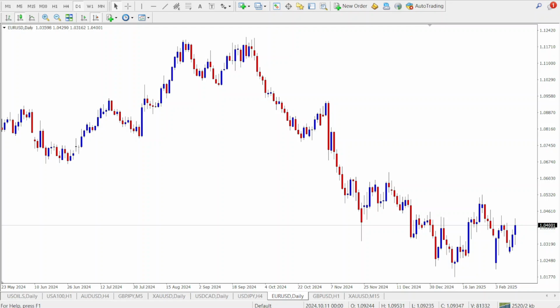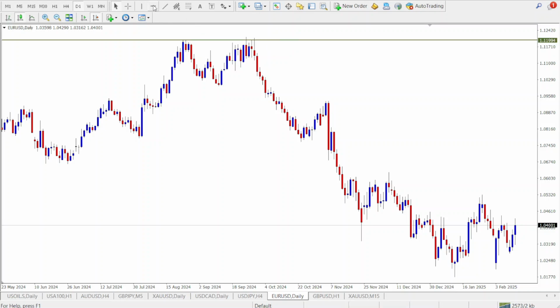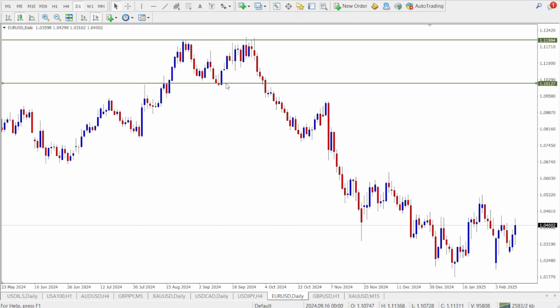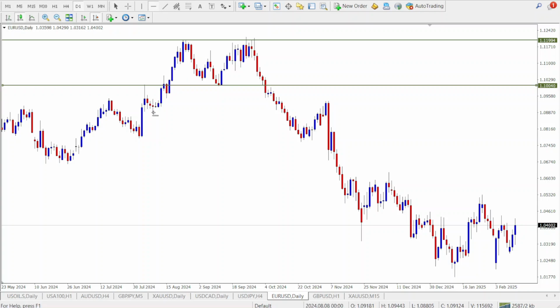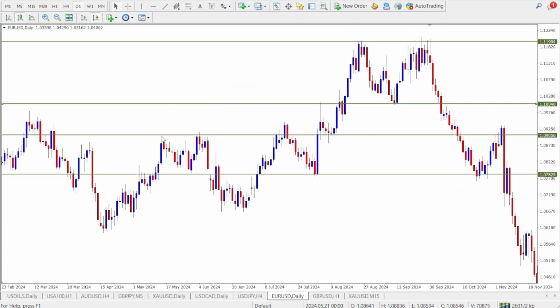Now, the foundation of any simple technical analysis trading strategy is understanding support and resistance, because these levels act as barriers. This is a resistance level, this is support, this support, this support. At this point, it was a resistance.